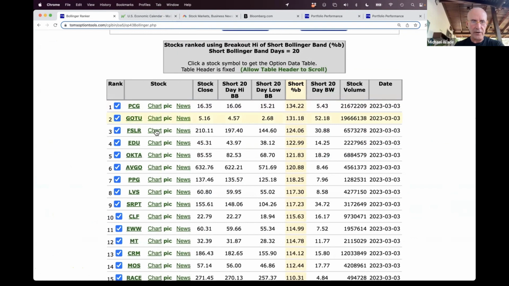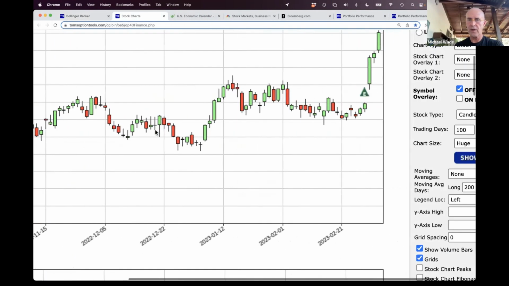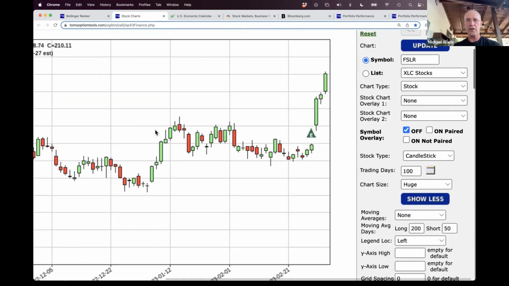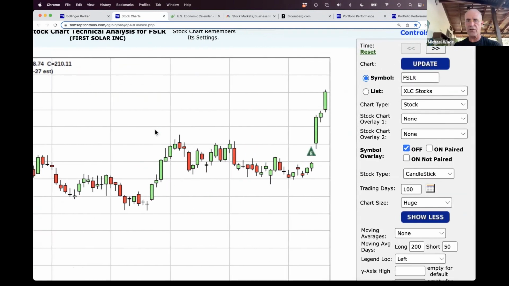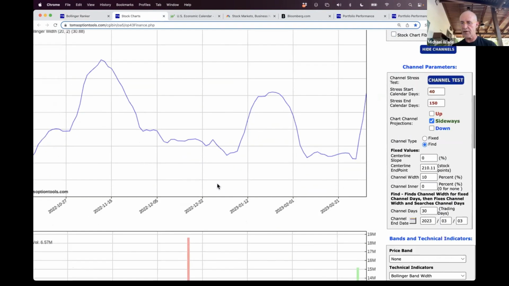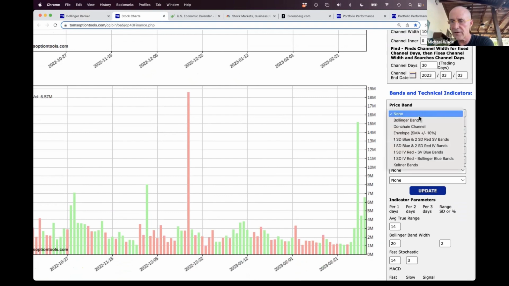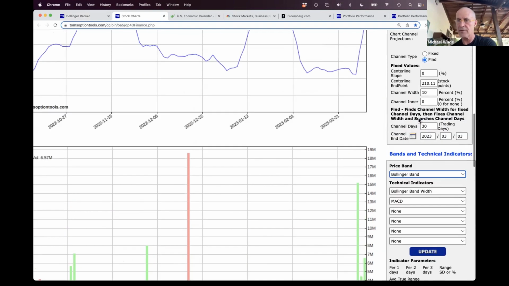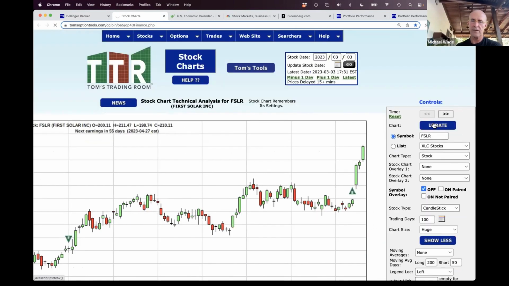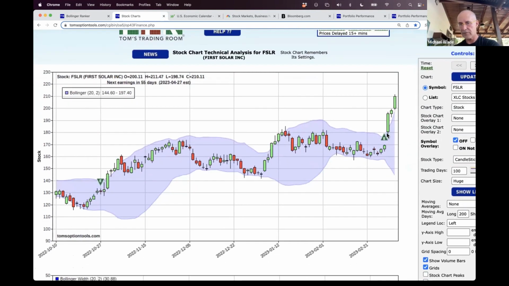Now, if I go to chart here, let's look at First Solar. Here's the actual stock chart. Not a lot shown on the chart just yet, but if you want to see the Bollinger Bands on the chart, scroll down the chart page to where you see price band, and you can select Bollinger Band. And then when I hit update, you can see the Bollinger Bands placed, and there's your breakout.